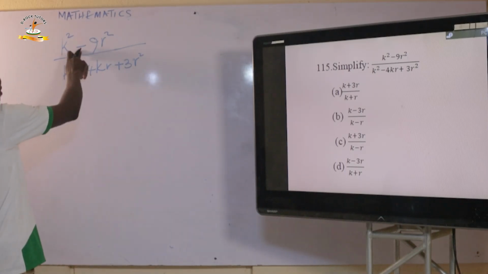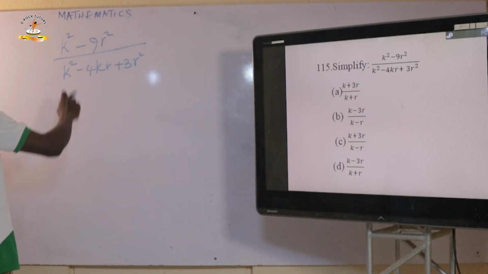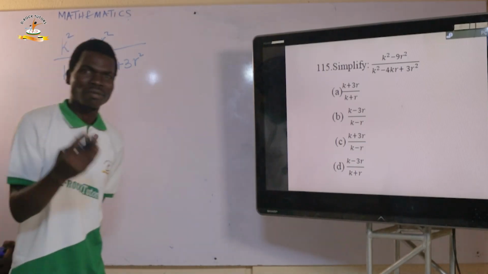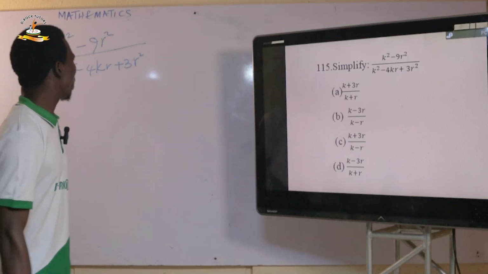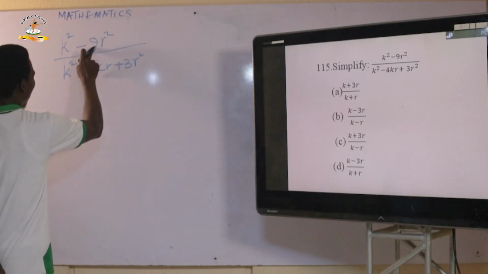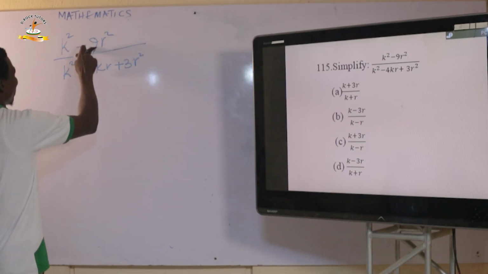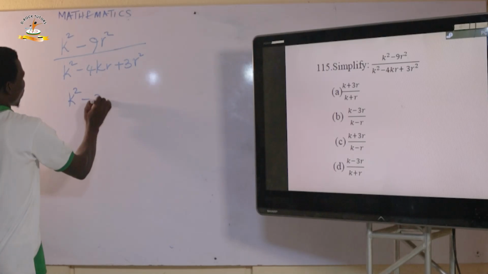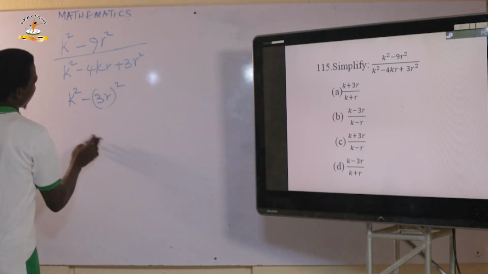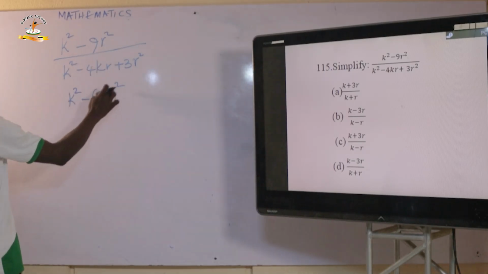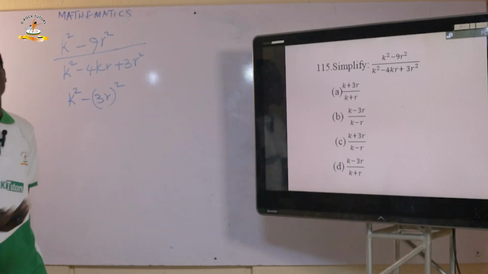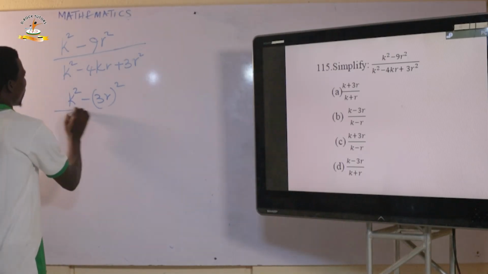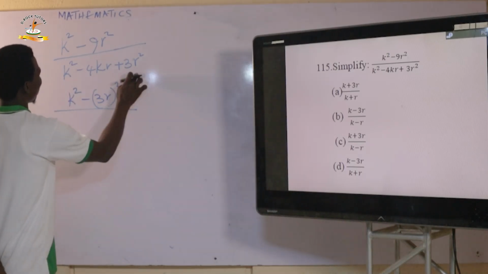We look at this. This is simply going to look like our difference of 2 squares. We look at 9, which we can have as 3 squared. So I will write it as k squared minus 3r all squared, because 3 squared is 9, r squared gets back to r squared, all divided by, I'm left with factorizing this.